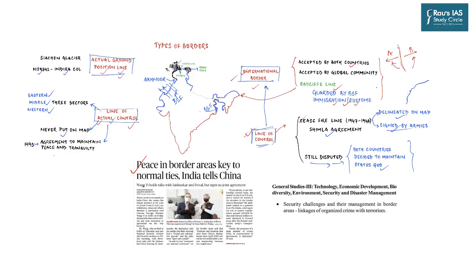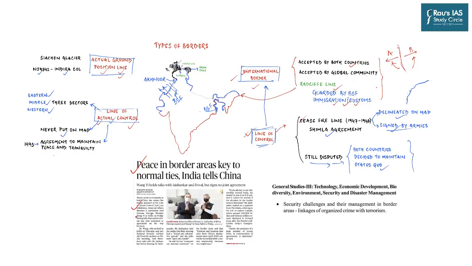So the next news which we have taken up appears on page number 1 and its extension appears on page number 8. Peace in border areas key to normal ties, India tells China. So the Chinese foreign minister visited India yesterday. And India has directly and very straightforwardly communicated to China that there cannot be any normality in India-China ties unless the troops amassed at the line of actual control, or LAC, are withdrawn.